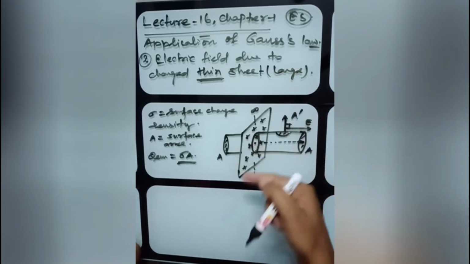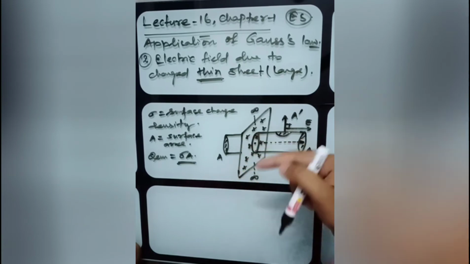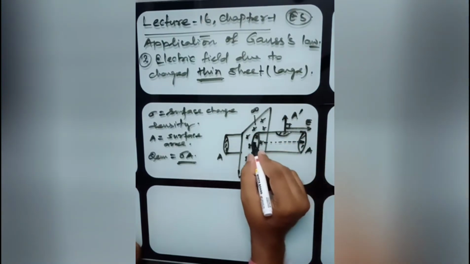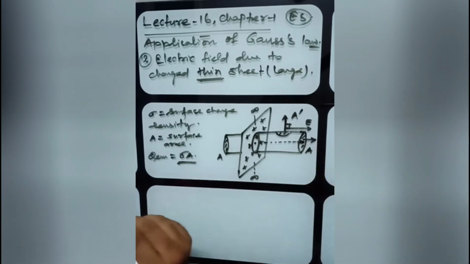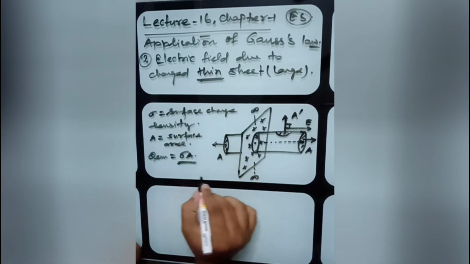That's why I'm not giving a value to this curved surface area, but in our calculation we will represent the curved surface area also. Here the electric field will be outward, since it is the positive charge. Here also, since the positive charge is on that side, the electric field will again be outward.